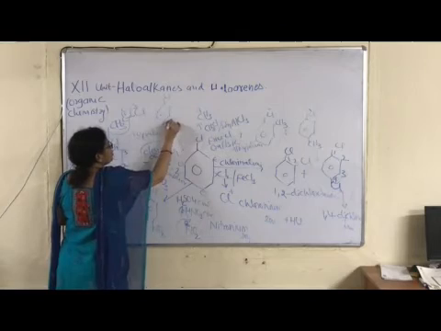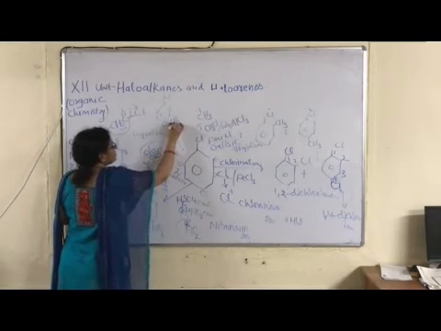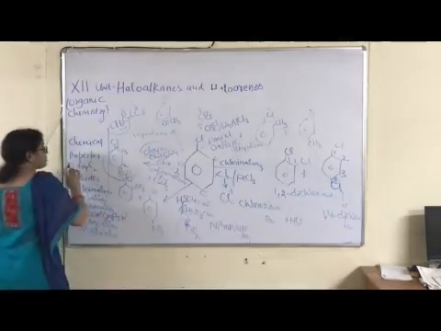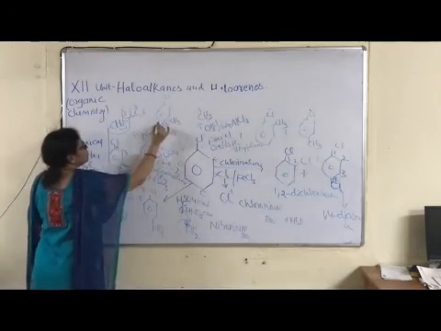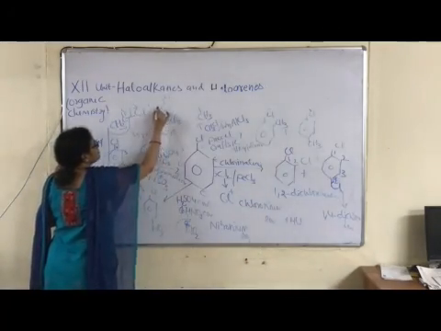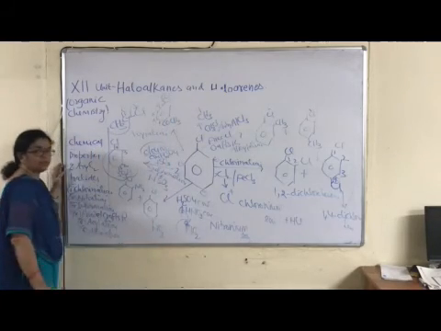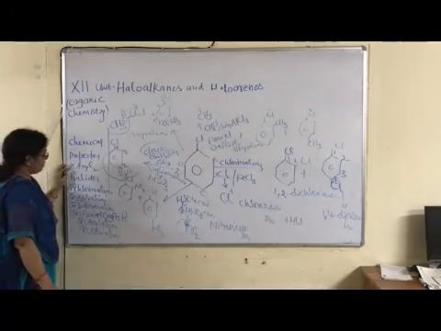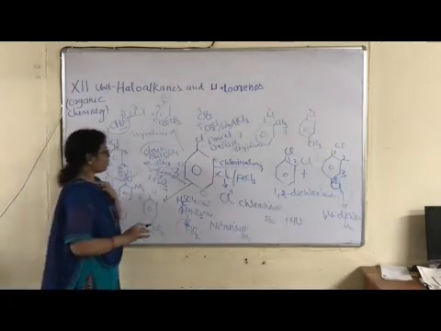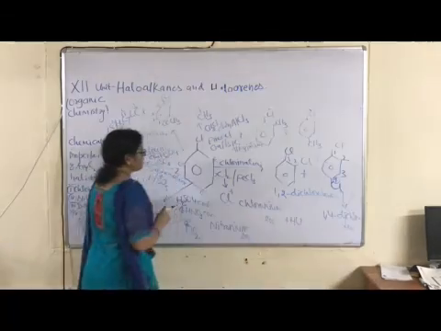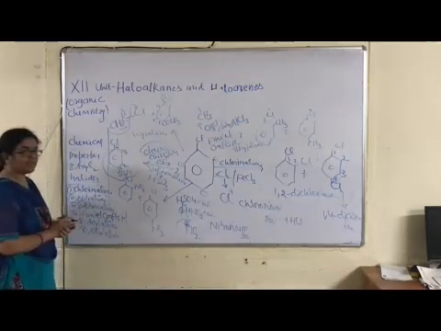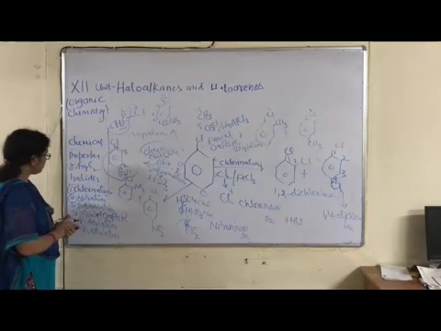So this is the right structure of the ketone, COCH3. This is a ketone group, right? And which group is the principal group? Ketone. So the name is 4-chloroacetophenone. Okay, in this manner different chemical properties are shown by aryl halides or aromatic halides.